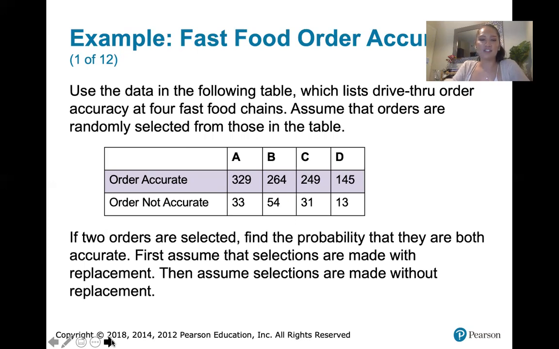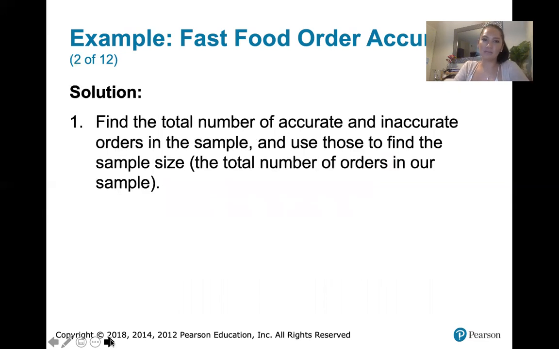Assume that the selections are made with replacement, and then assume that the selections are made without replacement. So basically, they're asking us to find the probability that both orders are accurate twice. We're just thinking of selecting a little bit differently. First we will assume that the selections are made with replacement, and then we'll assume that selections are made without replacement, and then we'll see how that affects the probability.